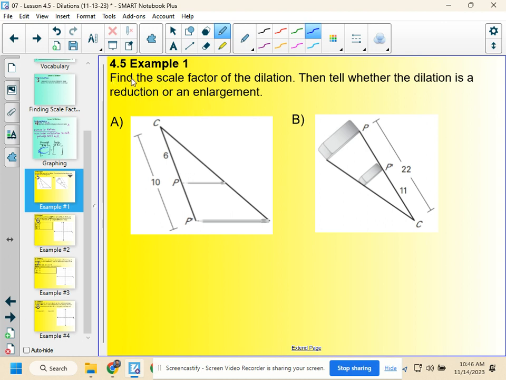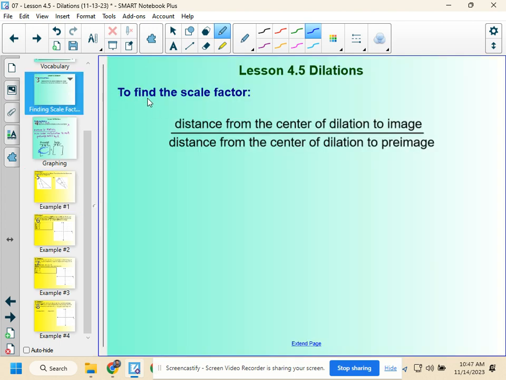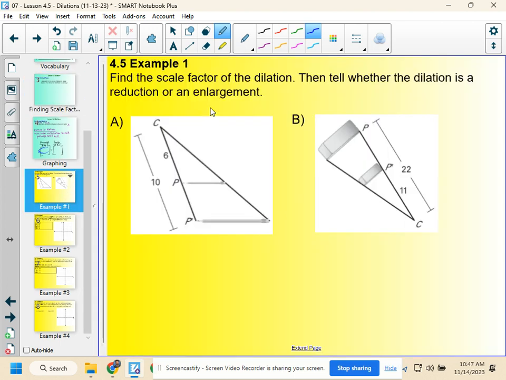It's asking me two things. It says find this. So this is the one, find the scale factor, where we're going to use this, find the scale factor. And then tell whether the dilation is a reduction or an enlargement. Okay. So let's do this. Let's talk through the process here.